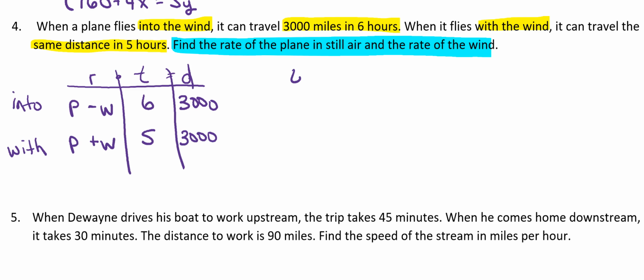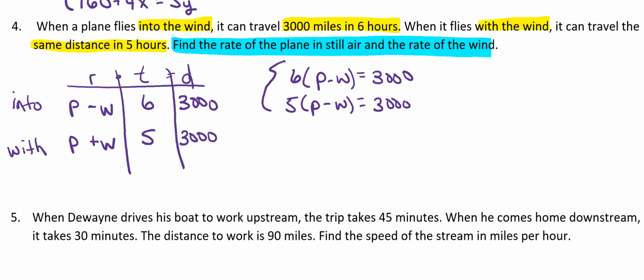So this system would be 6 times (P minus W) equals 3,000, and 5 times (P plus W) equals 3,000. Now it is important to know whether you're going into or with. Is it working against you or is it helping you? If it's helping you, it's adding. If it's going against you, it's going to be subtracting. And it's important to know this because otherwise you'll get some numbers that don't quite make sense, and when you go to answer the question, it won't be correct.